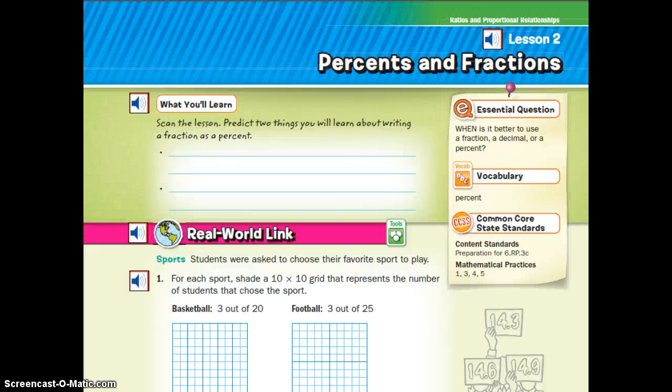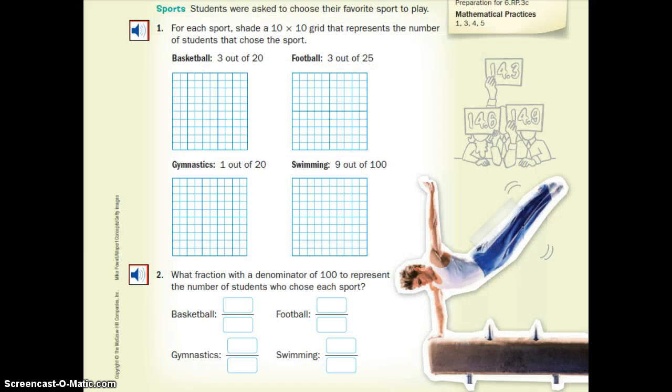We are on Chapter 2, Lesson 2, Percents and Fractions. Please turn to page 101. We're going to look at the real world length. Okay, so they've given us a 10 by 10 grid, which we know 10 times 10 is 100.